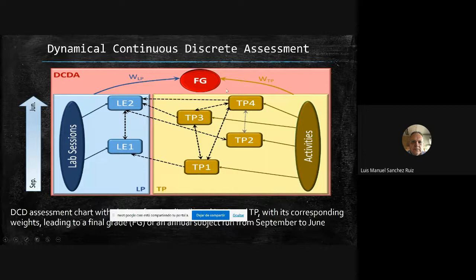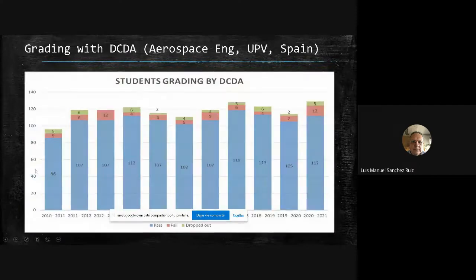Well, and everything of that at the end comes a final grade, and that's what we call DCDA. That is a dynamic continuous discrete assessment. As I mentioned, we have been using this for more than 10 years. The blue part is the students that passed the subject, red is the ones that fail, and the green is the ones that drop out.